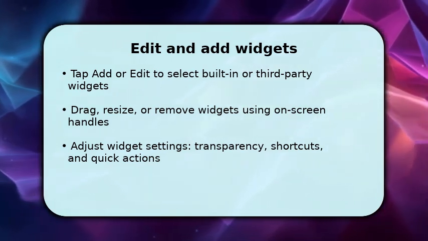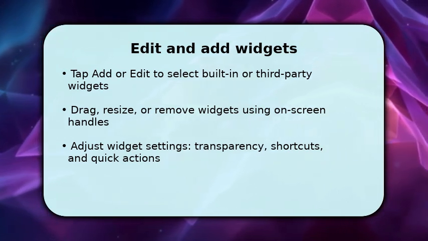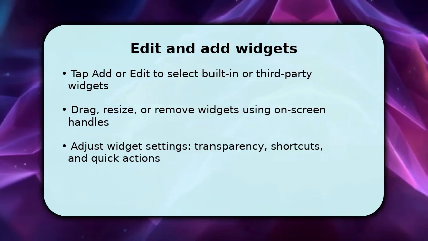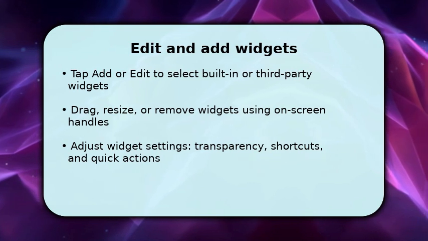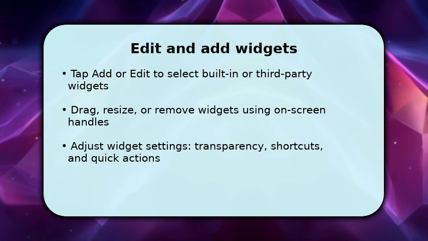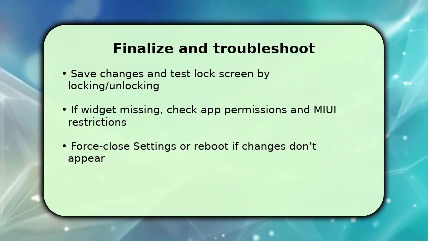Make sure to tap each widget's gear icon to configure shortcuts, transparency, and allowed actions so they behave as expected on the lock screen. If a widget needs notification access, enable it in App Permissions. After arranging, tap Save or Apply. This writes settings to the lock screen immediately. Finish by saving your layout and testing.